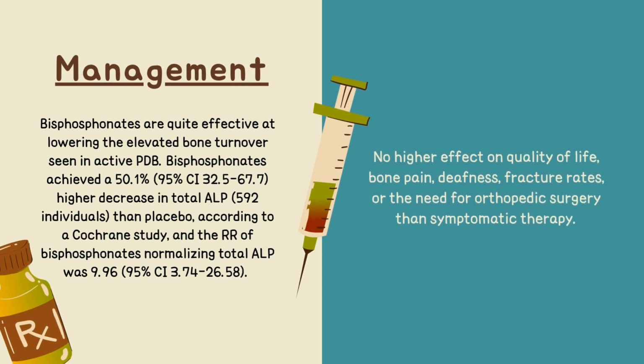Bisphosphonates are quite effective at lowering the elevated bone turnover seen in active Paget's disease. Bisphosphonates achieve a 50.1% higher decrease in total ALP than placebo, according to a Cochrane study, and the RR of bisphosphonates normalizing total ALP was 9.96. No higher effect on quality of life, bone pain, deafness, fracture rates, or the need for orthopedic surgery than symptomatic therapy.